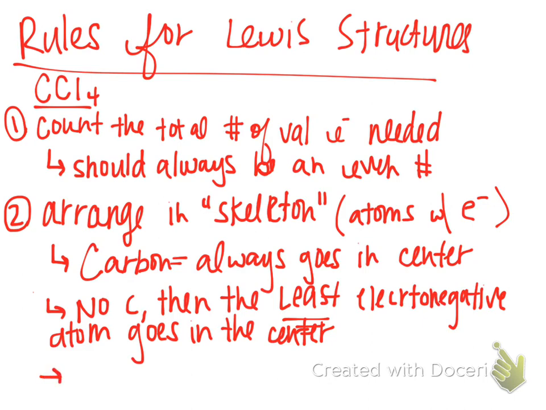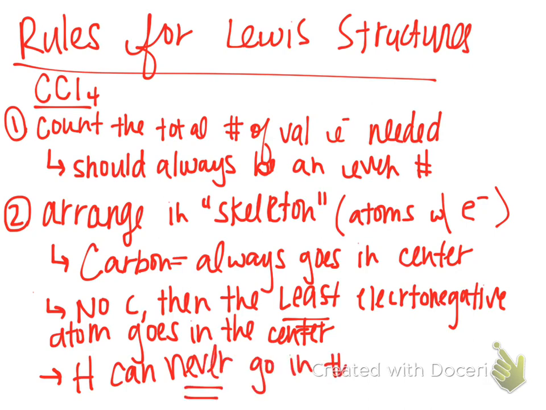And here's the last little part of this. Hydrogen can never, ever, ever go in the center. Okay, hydrogen can never be a central atom. Can anyone tell me or explain why that might be? It only has one valence electron. So it can't bond to more than one thing, right? It only has one electron to give. So it cannot possibly bond with more than one thing. So hydrogen is never a central atom. You'll get a big frowny face on your paper if you put hydrogen in the middle. So don't do it. Okay? Hydrogen does not go in the center.